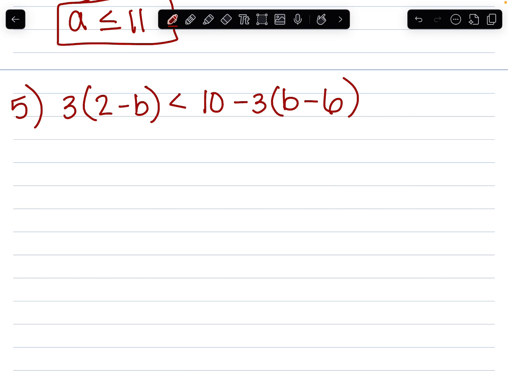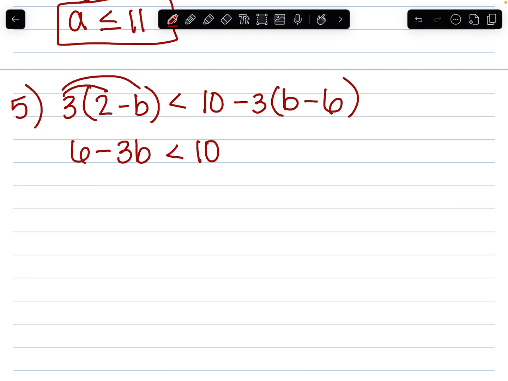Can you just tell me my first step here? You do 3 times 2, and then you get 6 minus b. Close. You got part of it right. So we do get 3 times 2 does give us 6. And then what else am I multiplying? 3 and b, so it'd be minus 3b. Good.